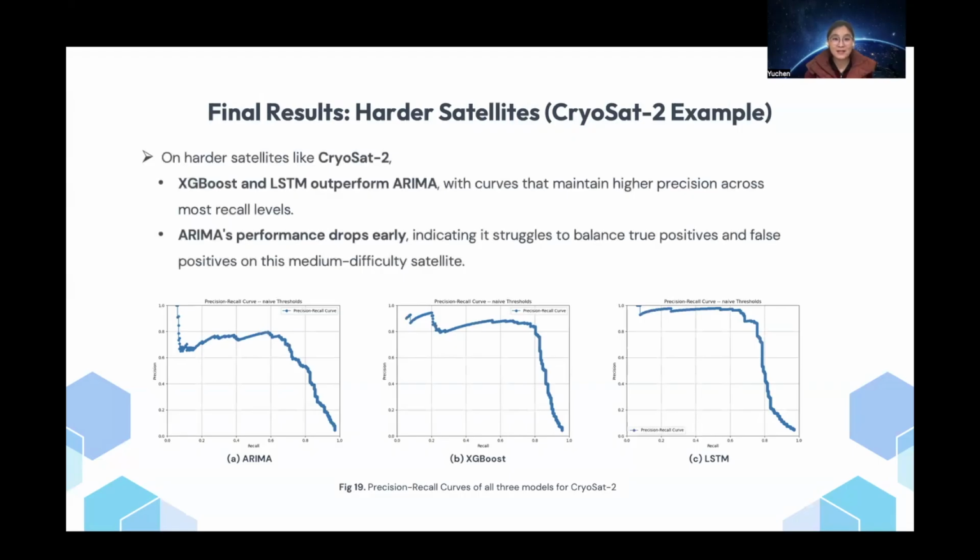Taking Cryosat-2 as an example, both XGBoost and LSTM achieve high precision across a broad range of recall, indicating more reliable anomaly detection. In contrast, ARIMA drops off much earlier, meaning it generates more false positives when trying to increase recall.